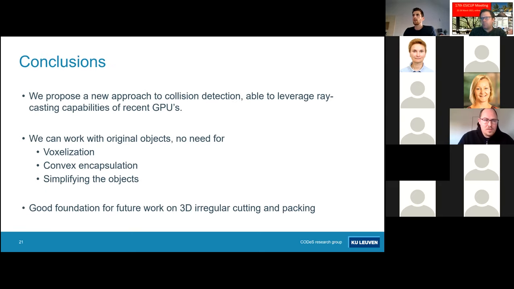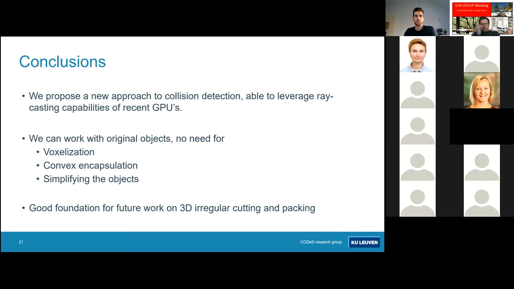So in the end, I can conclude that we propose a new approach to collision detection, and we can leverage the ray tracing capabilities of the graphical processors. As a result, we can run our algorithms with the original objects, and we have no need for simplifications like voxelization or encapsulation in a convex shape. And this is a good foundation for our future work on 3D irregular cutting and packing problems, as we can quickly evaluate a lot of solutions.